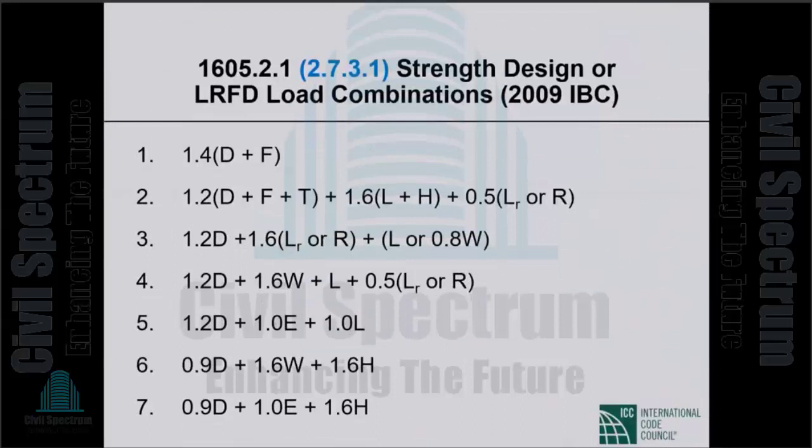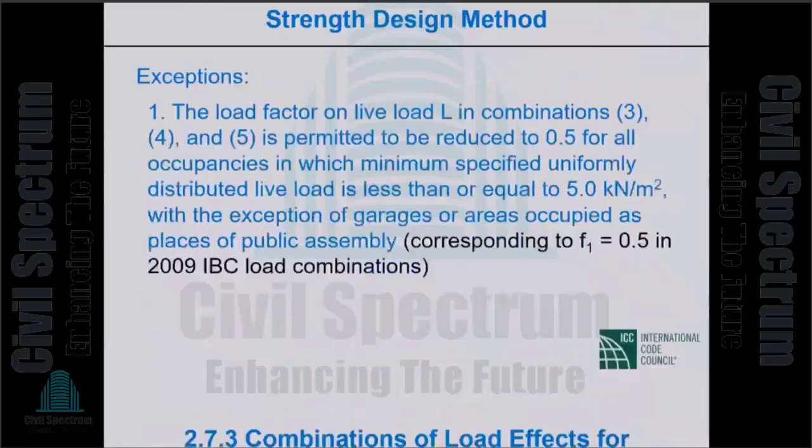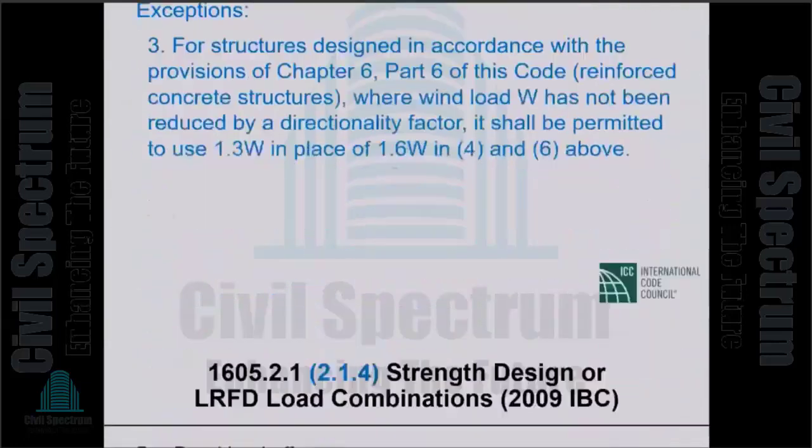Okay, so these are the design load combinations of 2009 IBC and BNBC 2020. Same load combinations. D is the effect of dead load. F is the effect of fluid pressure. T is typically called temperature effect, although that is a misnomer. Actually, let me go there and come back.